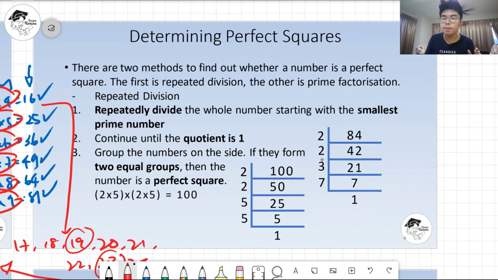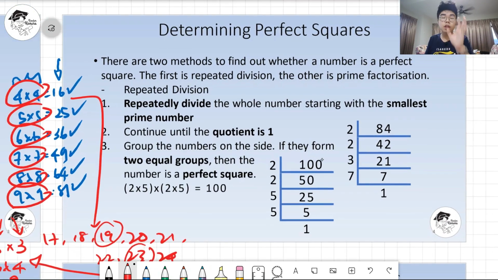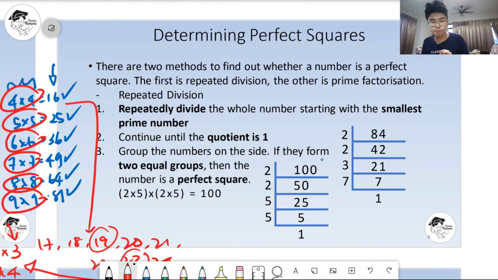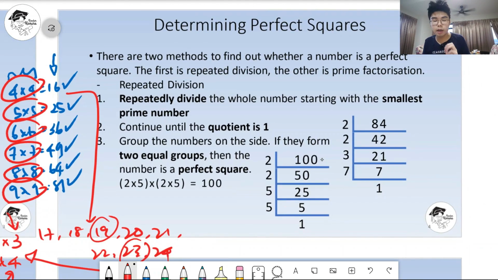So let's see how we determine a perfect square. If they ask you to find out if this number is a perfect square, they say 19. There are two methods to find out whether or not a number is a perfect square. The first is repeated division, the same as your algorithm for HCF and LCM. The other one is prime factorization. So let's look at the first one.